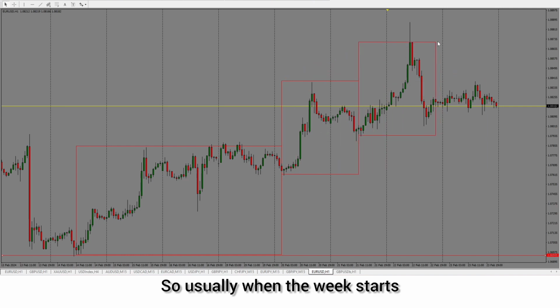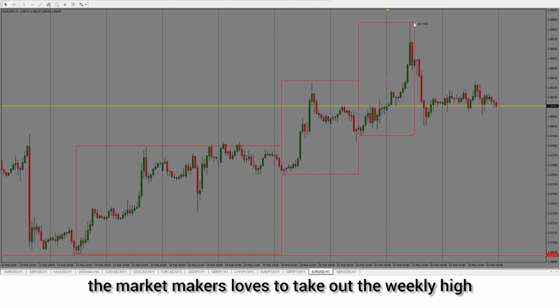Usually when the week starts, the market makers love to take out the weekly high.